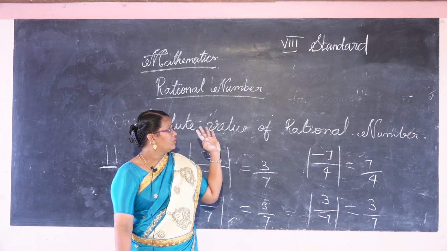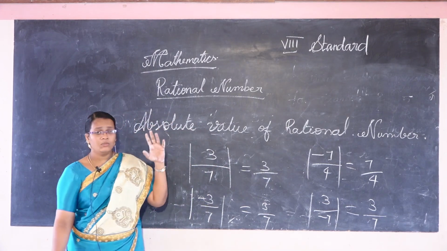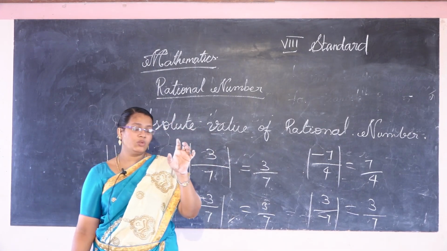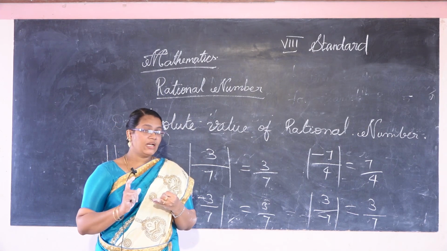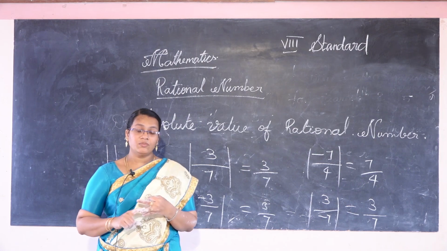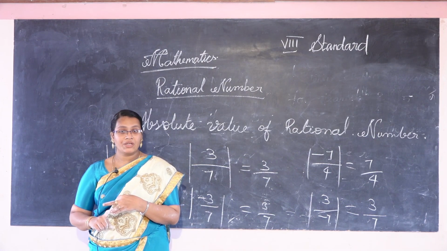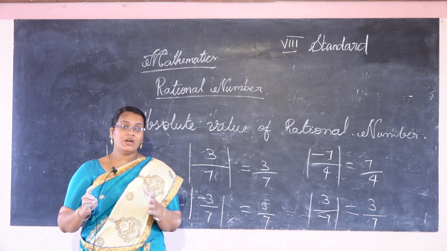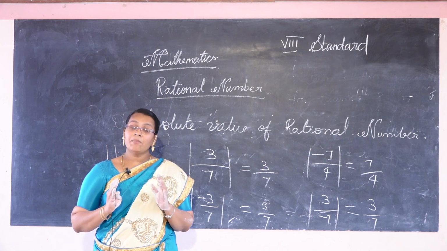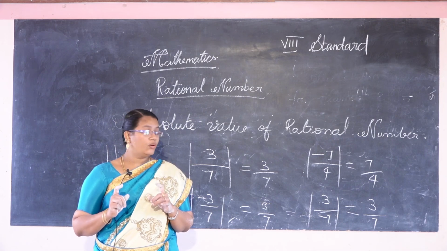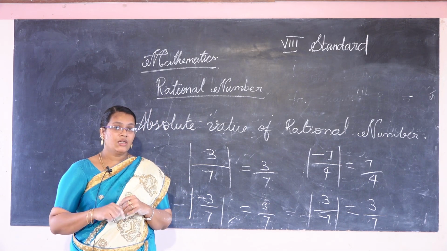I hope today we have learned, in recapitulation, about rational numbers, addition and subtraction, product and division of rational numbers, then absolute values, and how to represent them on the number line. Okay, I hope you all understand the concept. Thank you, students.